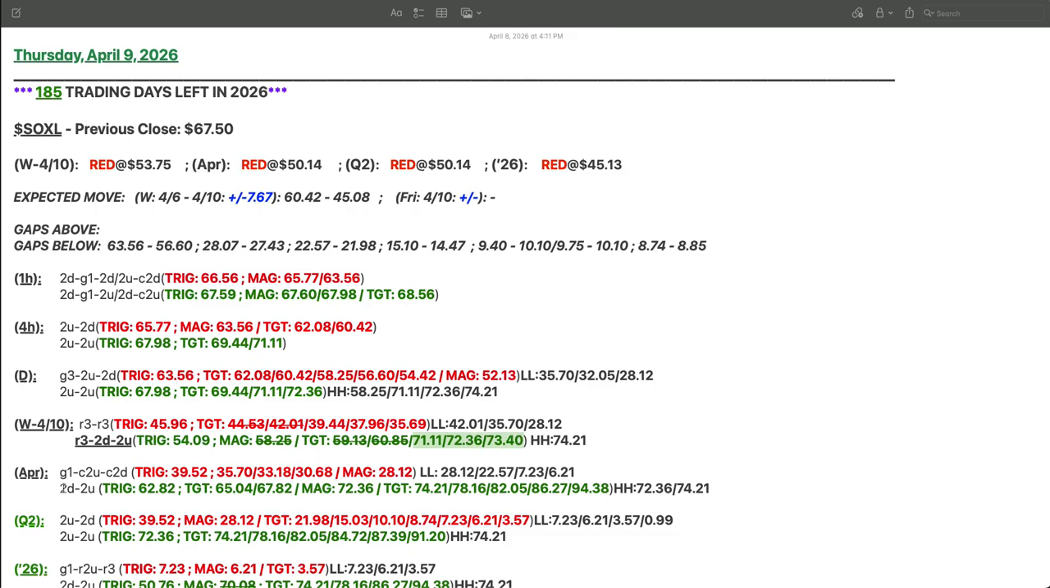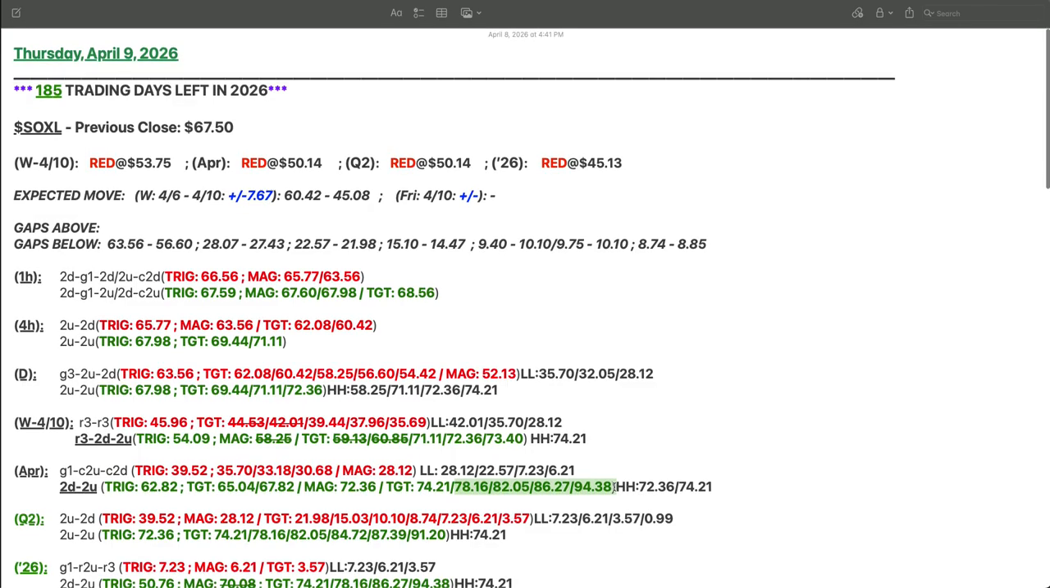All right. On the month, oops, we forgot to do this, bold and underline, to show that we have triggered and we are above. So we're in force on this 2 down, 2 up. 62.82 was the trigger, magnitude being 72.36. So we haven't quite reached that, but we have hit a couple of the targets on the way. Should we hit that magnitude 72.36, we've got obviously 74.21 as the all-time high that we're shooting for, and past that we're in blue sky territory.